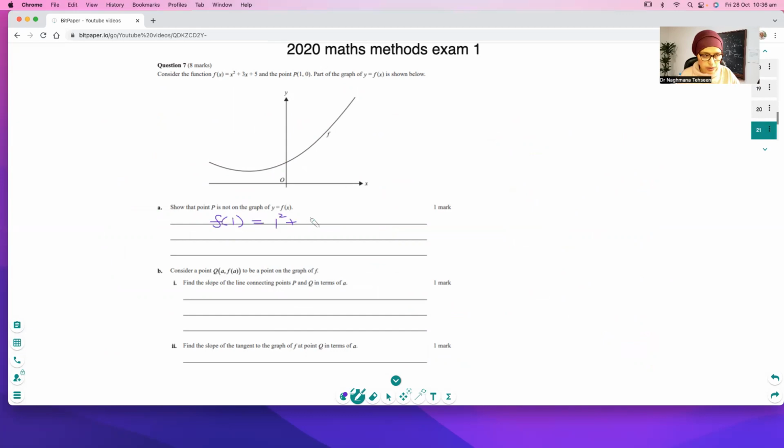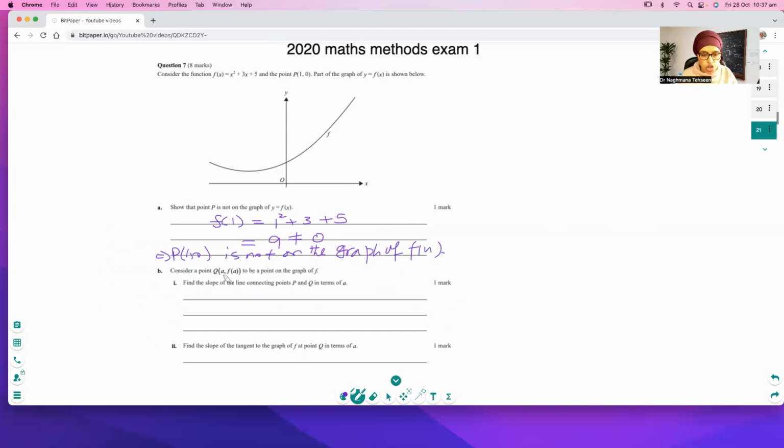So 1 squared plus 3 plus 5, which is equal to 4 plus 5, is 9, which is not equal to 0. So that means we can say that P(1, 0) is not on the graph of f(x). Okay, so 1-mark question. So nice and easy, quick.